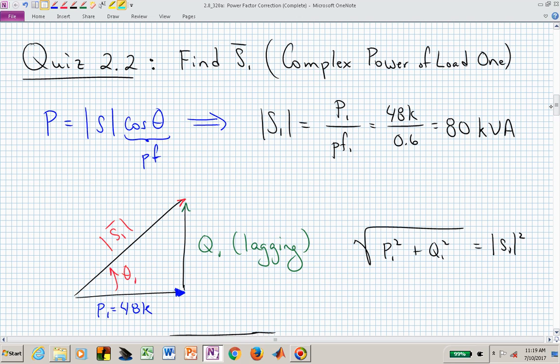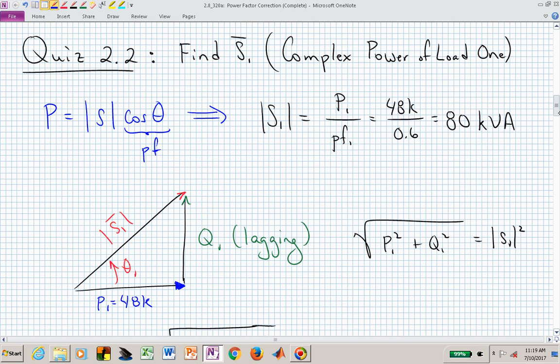As I said, in your quiz, you've already found this complex power for load number 1. So let me quickly go through that. You were given the average power or the real power and the power factor. From that, you can compute the apparent power of load 1. That's 48,000 divided by 0.6.